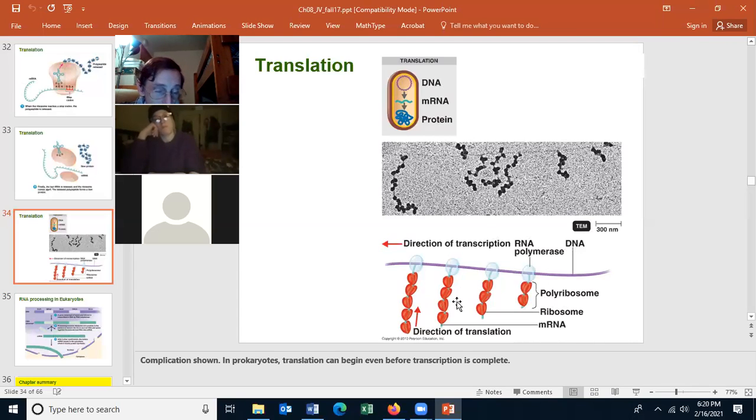Now, you don't have that in eukaryotes, because transcription happens in the nucleus and then translation happens in the cytoplasm. But you can have more than one ribosome on a messenger RNA in eukaryote cells. And so you just need to know these complications. Okay? Any question about any of that?